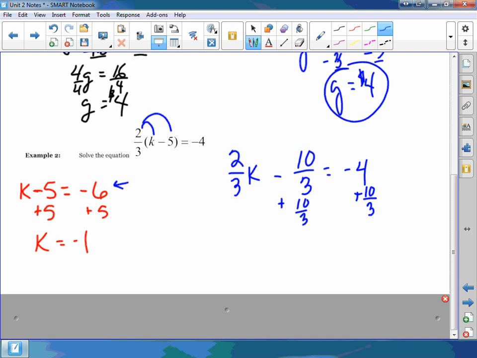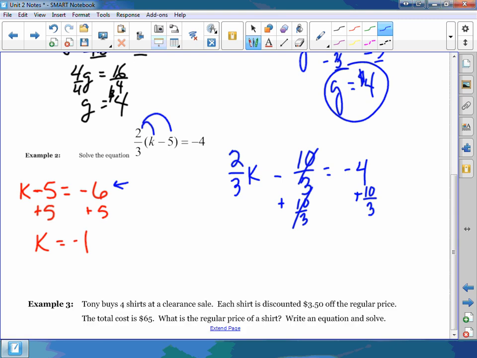Now we have an integer added to a fraction. So we need a common denominator. So you need to get a common denominator between these two, which would be 3, of course. So then -4 would become -12 over 3 plus 10/3, which gives you -2/3. So I have 2/3 k is equal to -2/3 down here.